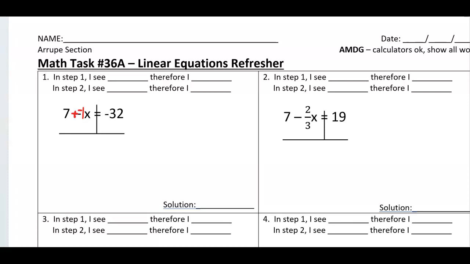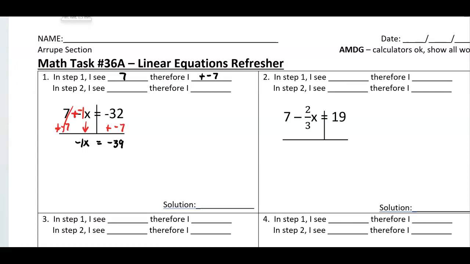So in step 1, I see a positive 7. So therefore, I'm going to add negative 7, right? We're going to make sure that's 0. So adding negative 7 here gets me 0. Add negative 7 here. So that's 0. I drop down everything. Remember to bring the sign. So that's negative 1x is equal to negative 39.